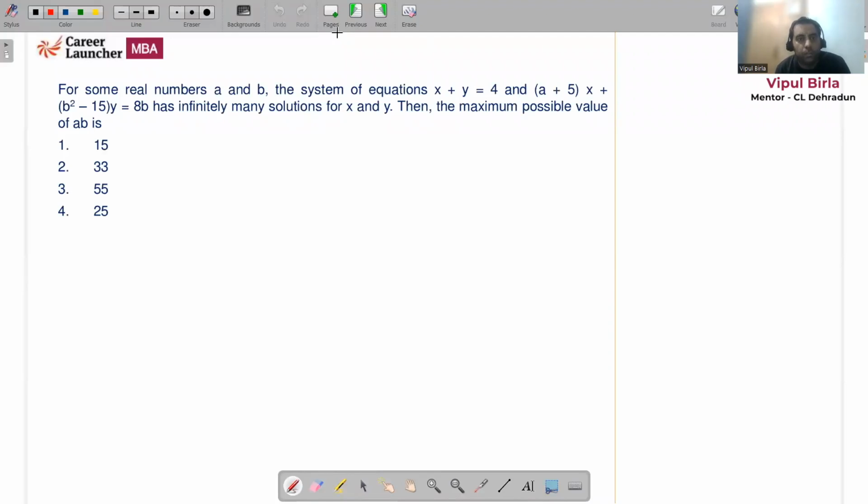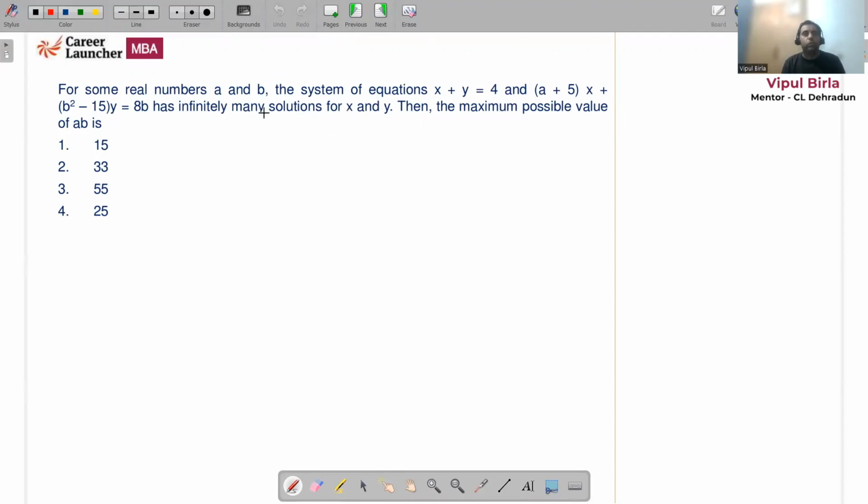For some real numbers a and b, the system of equations x plus y equal to 4, and (a plus 5) into x plus (b square minus 15) into y is equal to 8b has infinitely many solutions for x and y. Then the maximum possible value of a into b is?